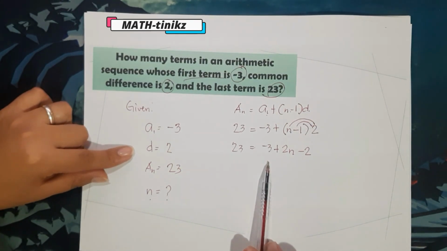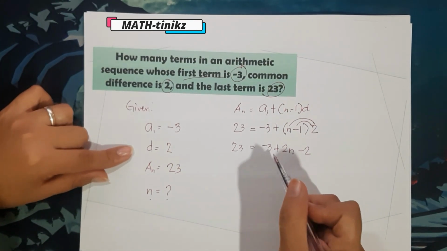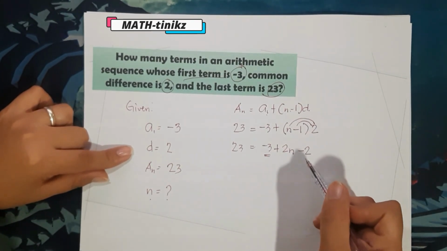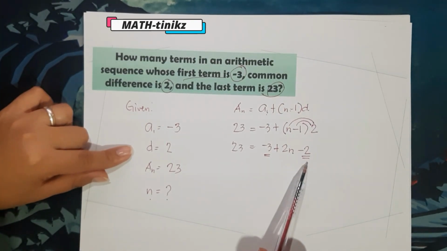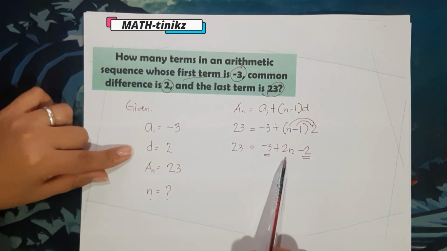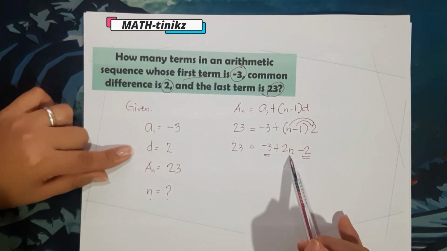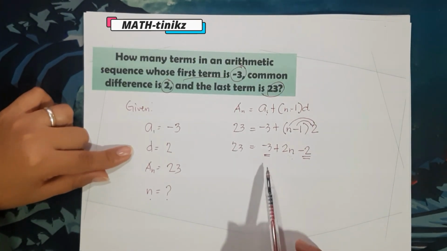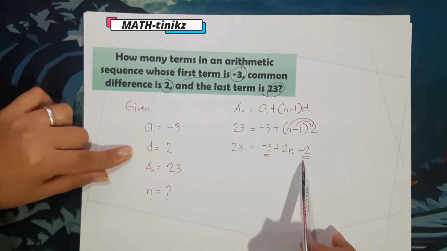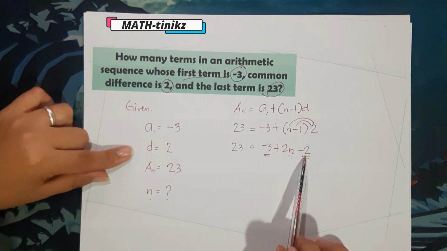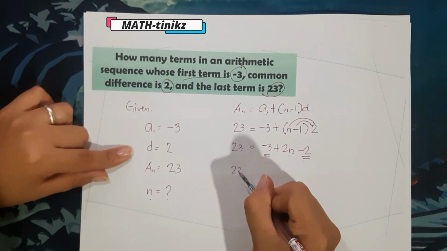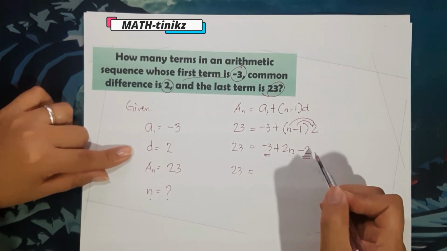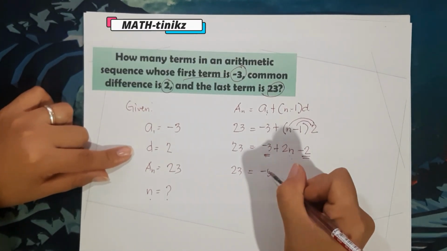Which terms are alike here? Negative 3 and negative 2, because they are alike, with no variable. Meanwhile, 2n has the variable n. So we are going to add negative 3 and negative 2. Since they have the same sign, we add. So, copy 23 first, and negative 3 plus negative 2 is equal to negative 5.